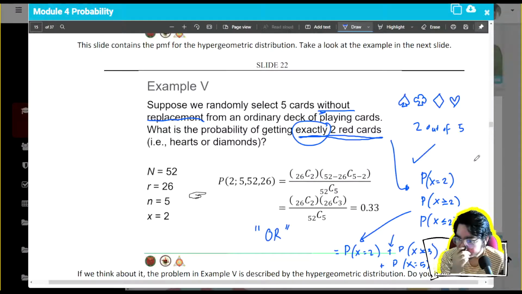Tama? It's an OR statement because, if you think about it, X greater than or equal to 2, which is saying at least 2, means it could be 2 or 3 or 4 or 5 out of 5. So all of these are OR statements. As I said earlier, for OR statements we use plus. For AND statements, we multiply. So that's why it became like that. Right? Let's go back.